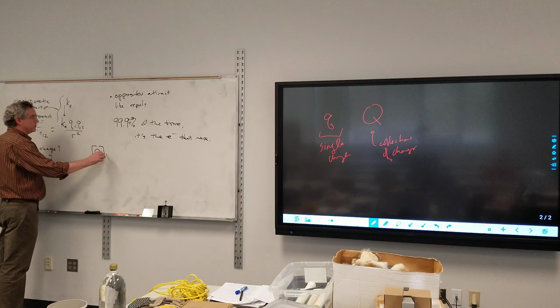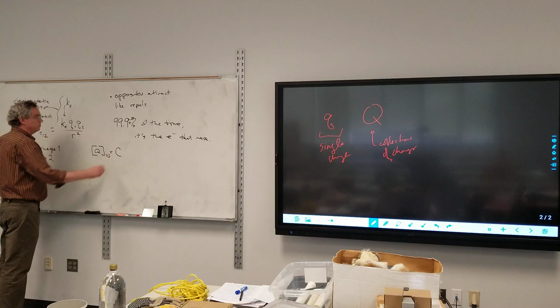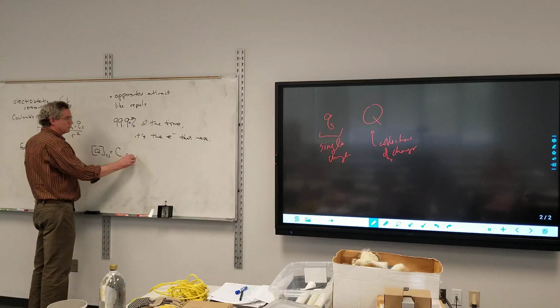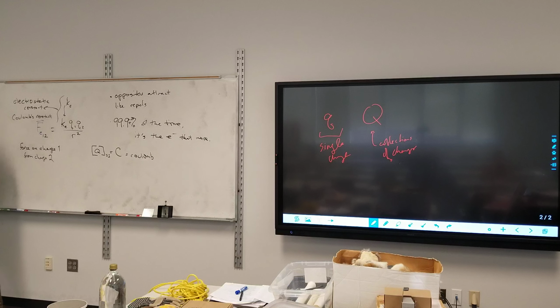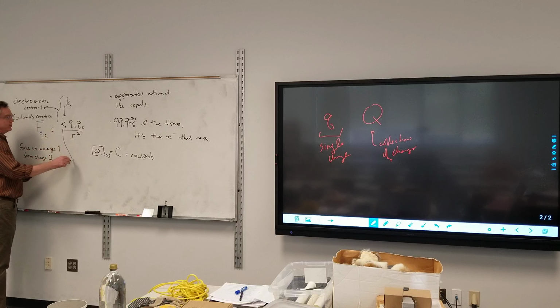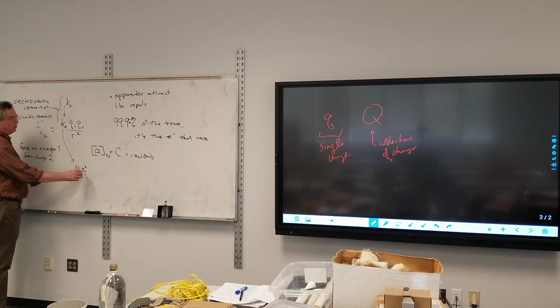The unit of charge, the SI unit of charge, is the Coulomb, capital C. And anyone want to take a wild guess who it's honoring? Exactly. It's like you've done this before. And so if you work that out, the units of the electrostatic constant are Newton meter squared per Coulomb squared.